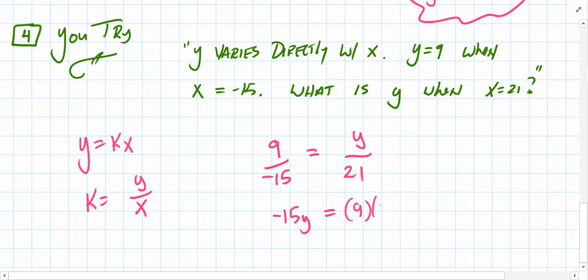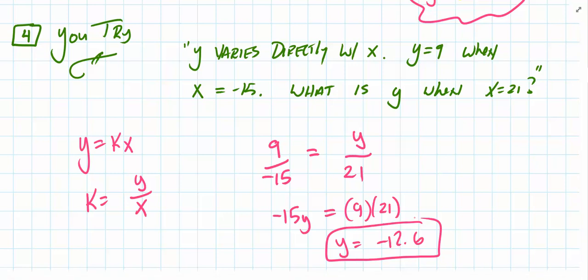9 times 21, so you end up with y being negative 12.6 when you do this, right? Anybody set it up differently? Nick, what'd you do? I first multiplied y by 7 and then divided it by 5. Why did you multiply y by 7 and then divide by 5? Because I just basically did it backwards. Or I'll just explain dividing it by 5 first and then multiplying it by 7.